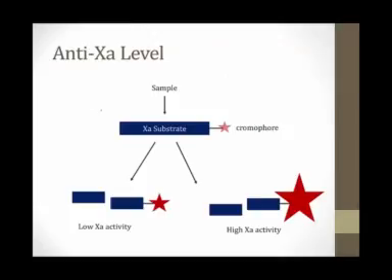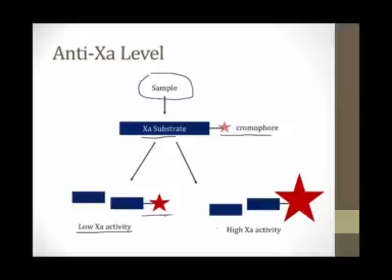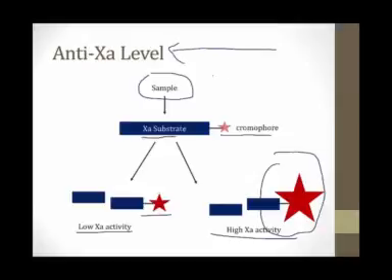The way you check an anti-10A level is by taking a blood sample from a patient on enoxaparin and adding it to a special 10A substrate that is linked to something called a chromophore, which will illuminate when the 10A substrate is split. If there is very low 10A activity, there will be a small amount of splitting of the substrate and there will only be a little bit of illumination from the chromophore. On the other hand, if there's lots of 10A activity, you will get lots of splitting of the 10A substrate and the chromophore will illuminate more, and you can detect this in the laboratory and convert it to a number called an anti-10A level.